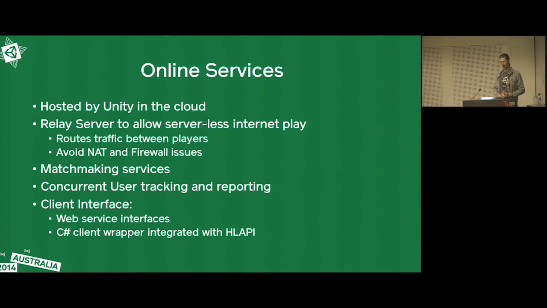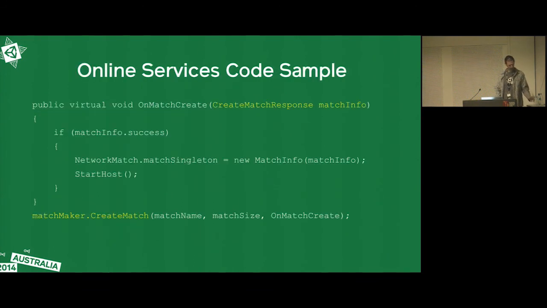There's also matchmaking services to let people find other people to play games with and join games. And there'll be concurrent user tracking and reporting. And the interfaces to the matchmaking services are, there's a web service interface, and then there's a C# API that wraps up the web service interface. So matchmaking code looks like this. You create a match through the matchmaker, and then you get a callback saying your match has been created, and here's the info you can use to join the match.